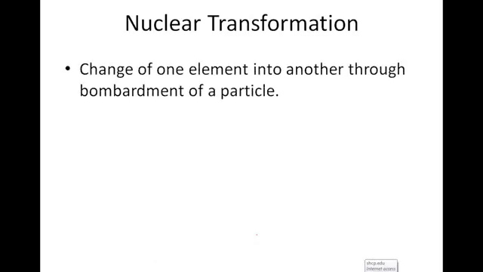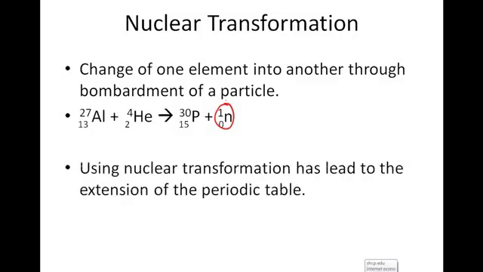Nuclear transformation is when one element changes into another through the bombardment of a particle. So when we take an alpha particle and combine it with an aluminum nucleus, we get phosphorus plus a neutron. Nuclear transformation has led to the extension of the periodic table. All those elements like 116, 117 have been made by bombarding elements together to hopefully fuse those nuclei.